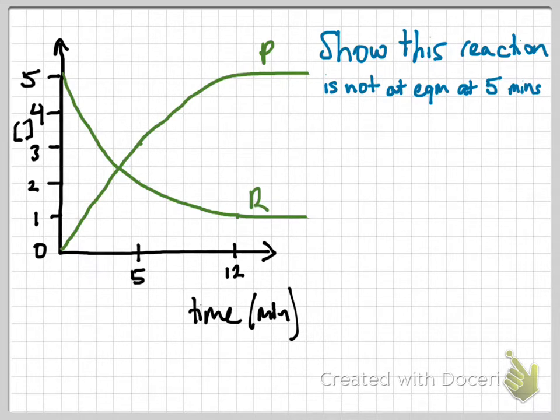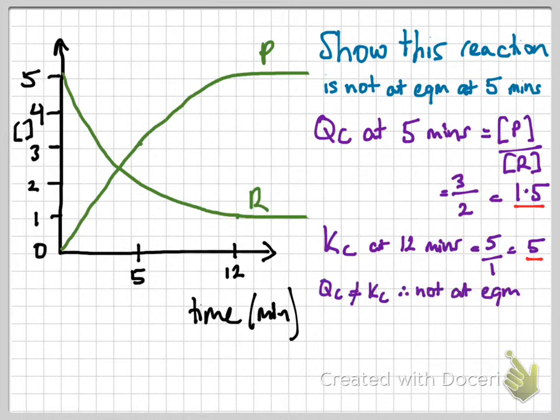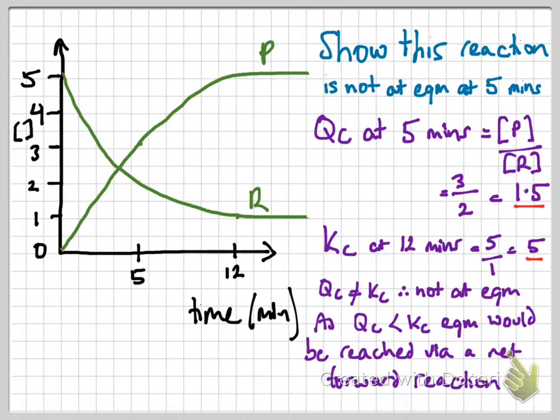The question is to show that this reaction is not at equilibrium at 5 minutes. Calculate the QC at 5 minutes, which is always products divided by reactants, i.e. 3 divided by 2, which is 1.5. Then you do it again at 12 minutes. Products is 5, reactants it's 1, so 5. So those two values are not the same as each other, so it's not at equilibrium. As the reaction quotient is less than Kc at 5 minutes, the reaction would reach equilibrium via a net forward reaction.